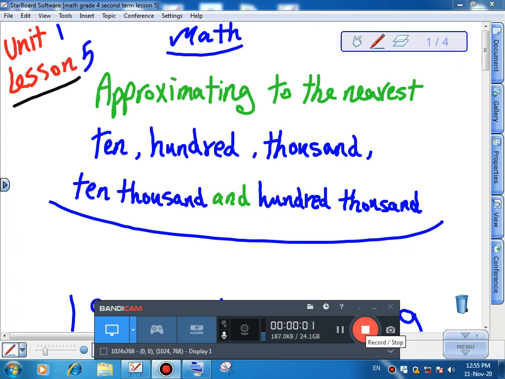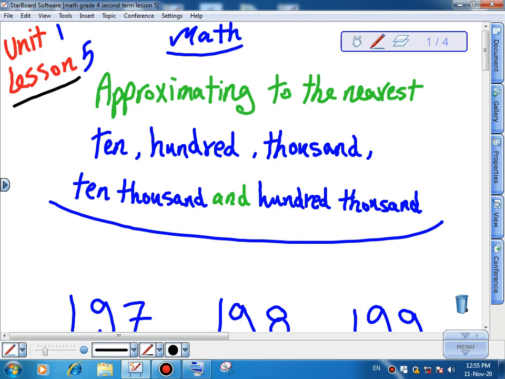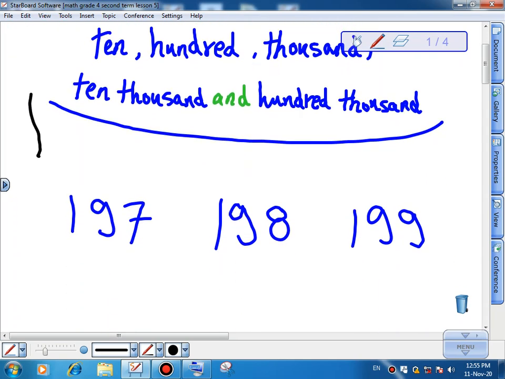Hello everyone, today we are going to learn a new lesson which is approximation. What's the meaning of approximation? Sometimes we don't need to know the number accurately. If I have the number 197, I don't need to know this number. I need to make a number very simple, with only 2 digits or 3 digits, by a smaller number.